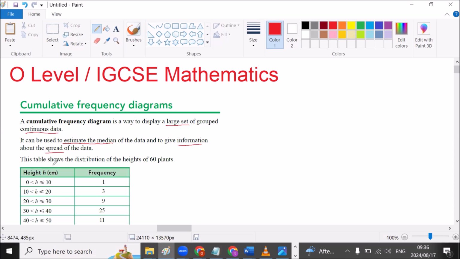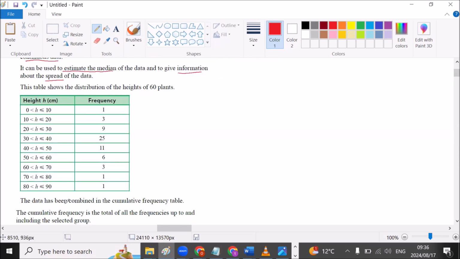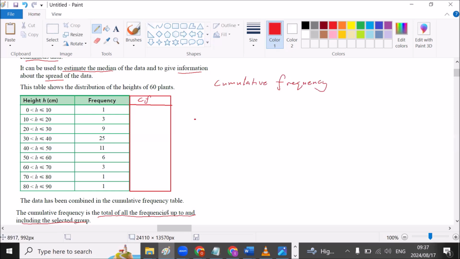data. The table below shows the distribution of heights of 60 plants. The data has been combined in the cumulative frequency table. The cumulative frequency is the total of all the frequencies up to and including the selected group. This is the main point about cumulative frequency diagrams. So to complete the cumulative frequency table, we add another column for the cumulative frequency, CF, which is the total of all the frequencies up to and including the selected group.